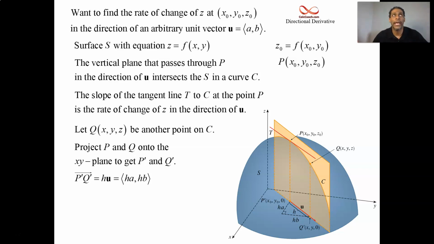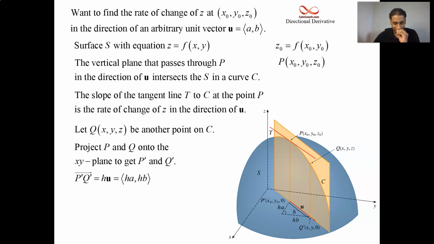Okay, and that scalar we'll call h. And h is the magnitude there of the vector that connects P prime to Q prime. All right, that vector then, because it's a scaled multiple, it's a multiple of the vector u, we can call it HA and HB. When you scale a vector, you scale each component.